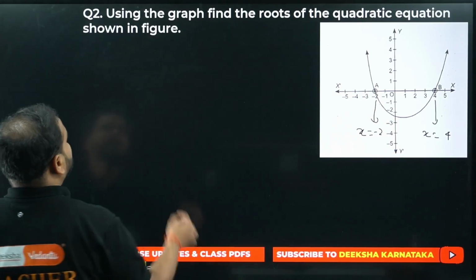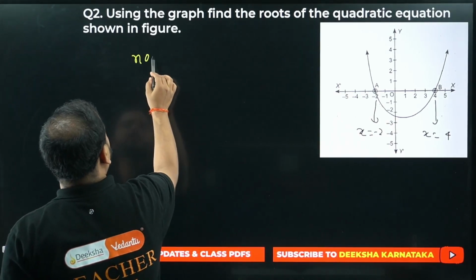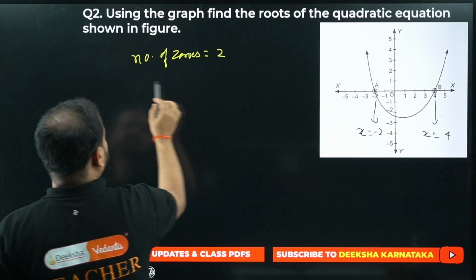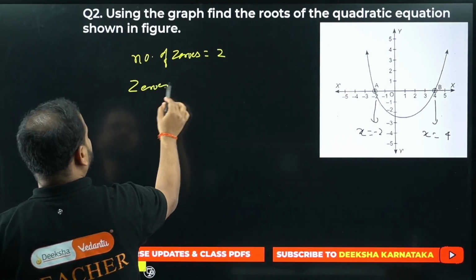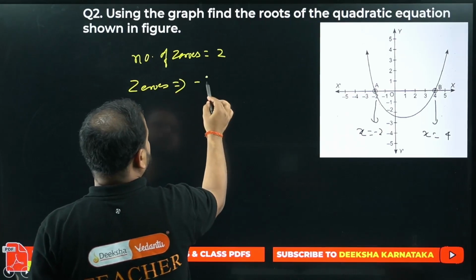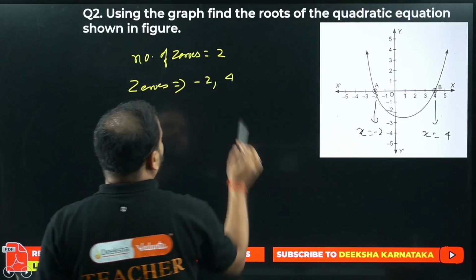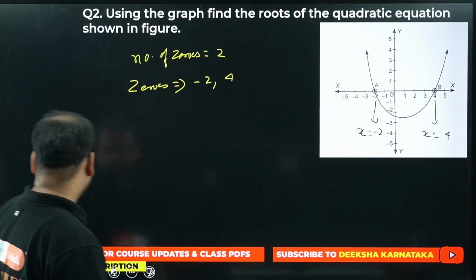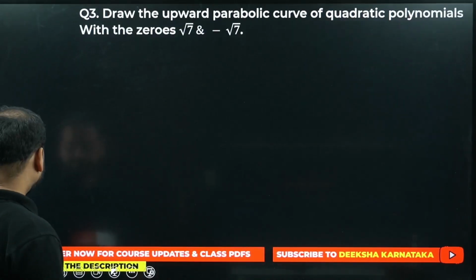So, if they're asking the number of zeros, you'll write what? The number of zeros is 2. And what are the zeros? The zeros will simply be minus 2 comma 4. Minus 2 comma 4. Okay? Simple. All right, so moving on to the next problem.